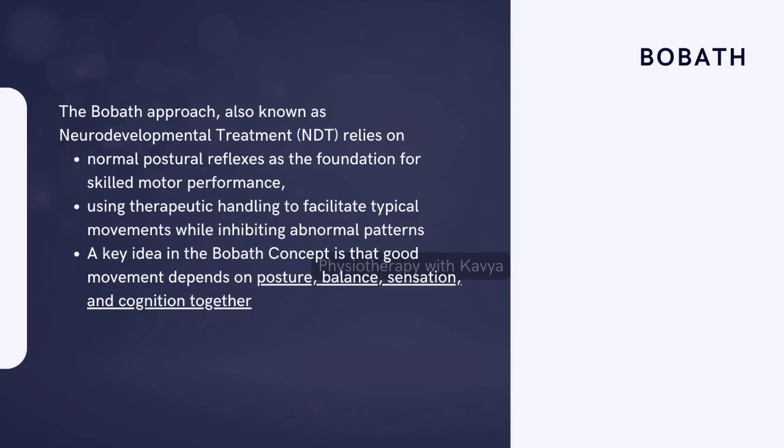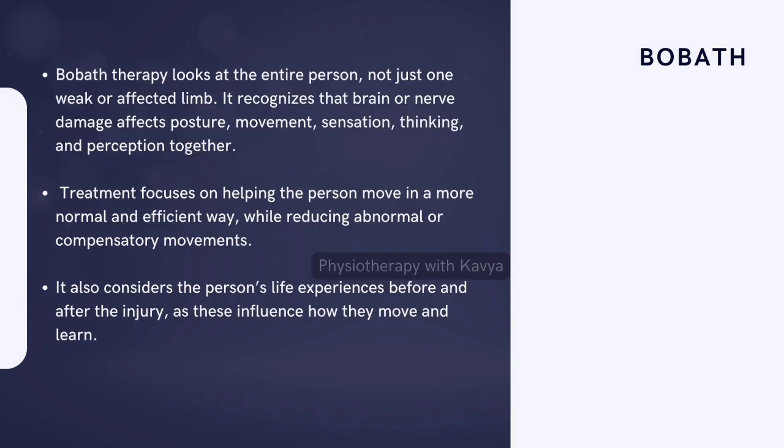The Bobath approach, also known as neurodevelopmental treatment, relies on normal postural reflexes as the foundation for skilled motor performance, using therapeutic handling to facilitate typical movements while inhibiting abnormal patterns. A key idea in Bobath concept is that good movement depends on posture, balance, sensation, and cognition together. Bobath therapy looks at the person as a whole, not just one weak or affected limb as we see in stroke. It recognizes that brain or nerve damage affects everything from posture, movement, sensation to thinking and perception.